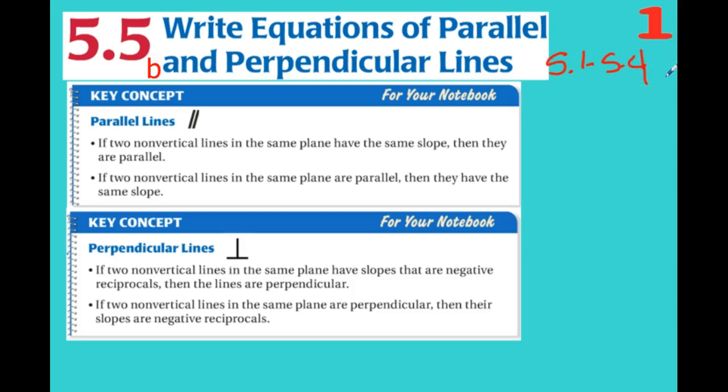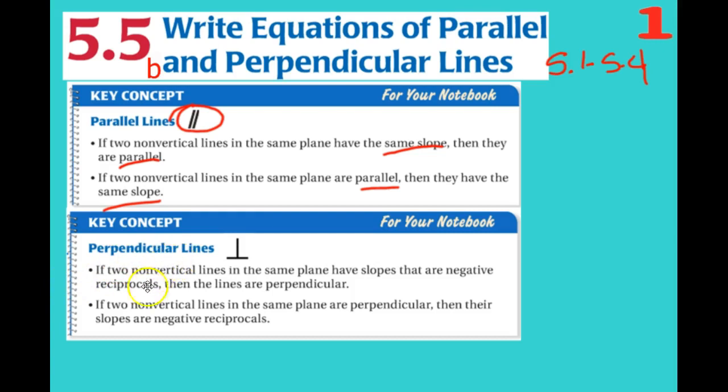So a quick review of parallel lines. Parallel lines are lines in the same plane that have the same slope. If that's true, then they are parallel. So parallel lines have the same slope. It doesn't matter which one you say first. If you say they're parallel, they must have the same slope. If they're parallel, same slope, they're parallel, back and forth, same thing. And this means parallel lines.